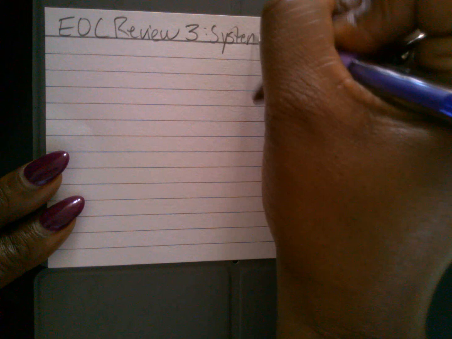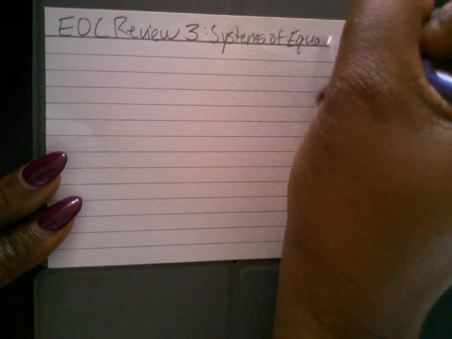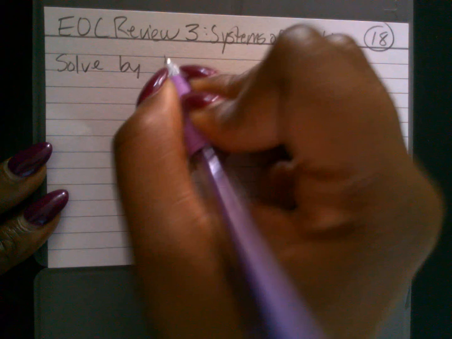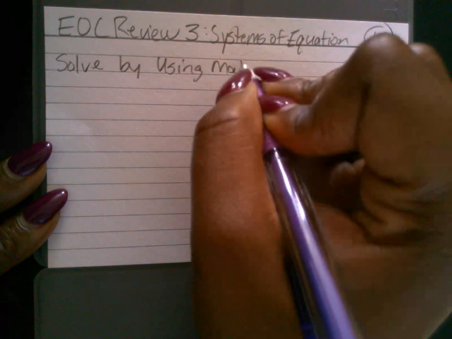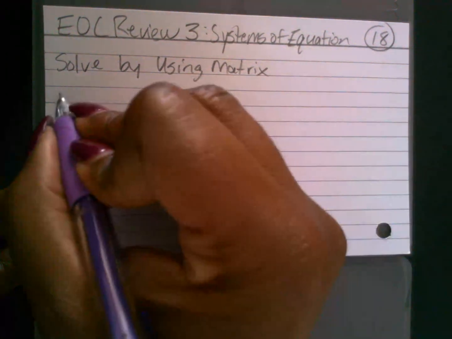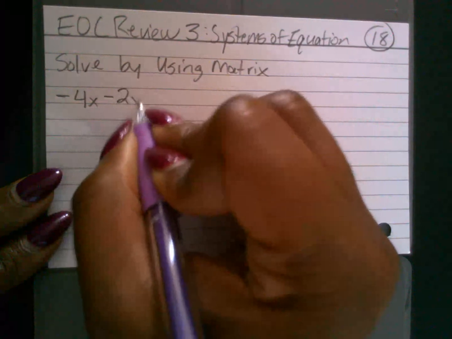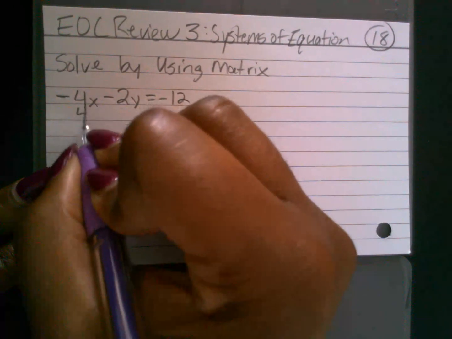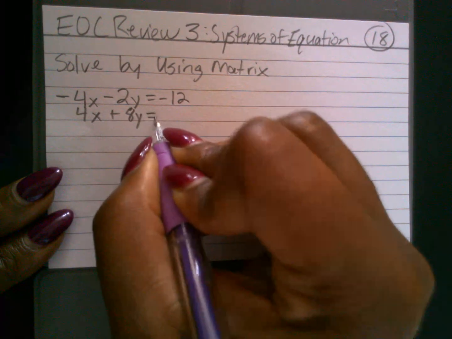We did matrix a long time ago, but we might have forgotten, so I'm going to just remind you of how to do that. So we got EOC. Let me turn this card this way. It's going to be upside down, but that's okay. So we got EOC review, and this is number 3, systems of equations. This is card number 18. Here we're going to solve a system by using matrix, and we need the calculator for this, okay? This is the system. The first equation, this is the second equation.